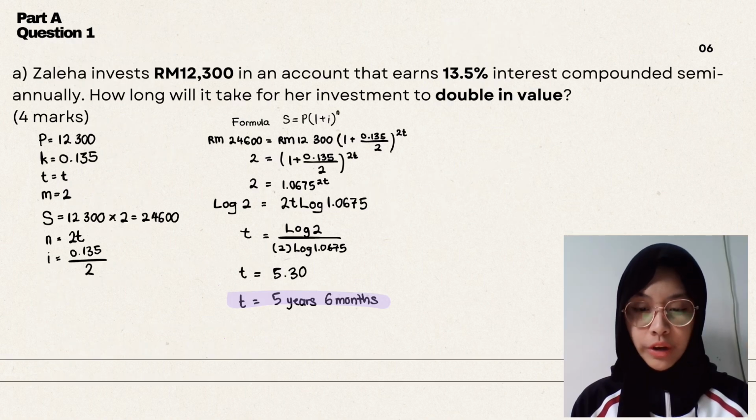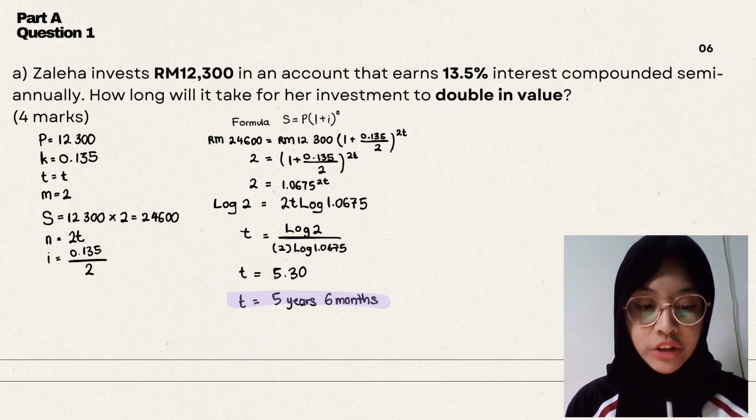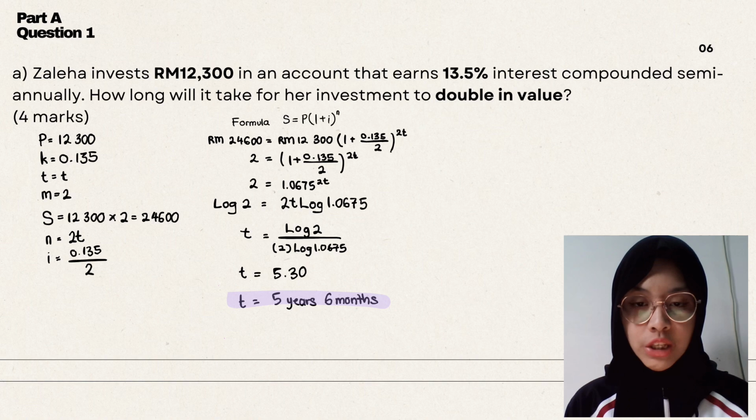Part A, question 1. Zahad invests 12,300 in an account that earns 13.5% interest compounded semi-annually. How long will it take for her investment to double in value? First thing we have to do is write the information we have just gotten. S equals 12,300 times 2, since the question said it is double in value. We have to use the given formula, which is S equals P, 1 plus i, to the power of n.